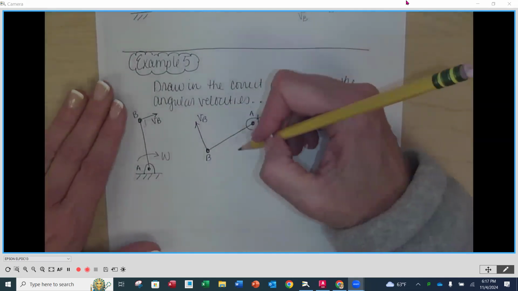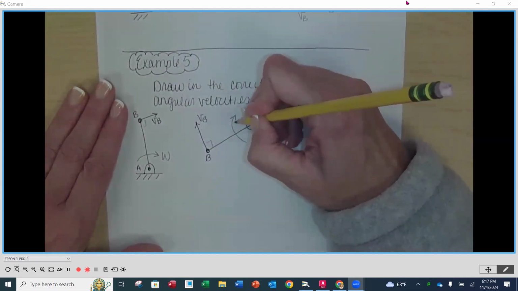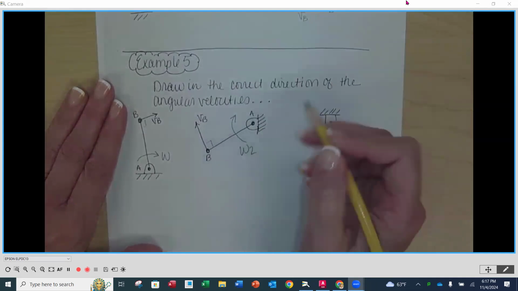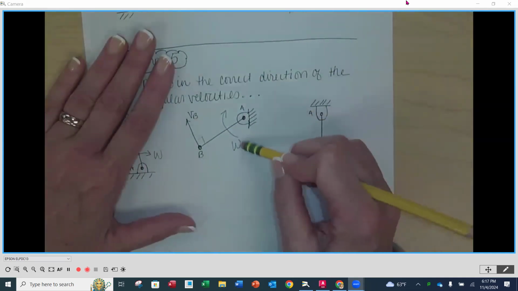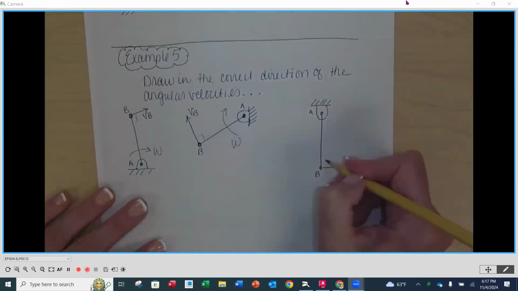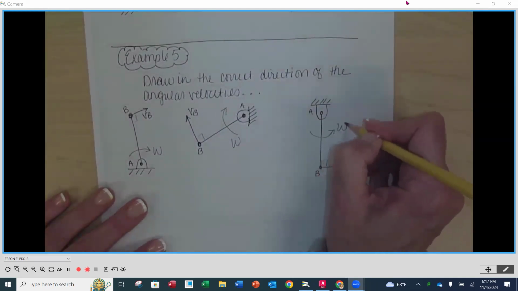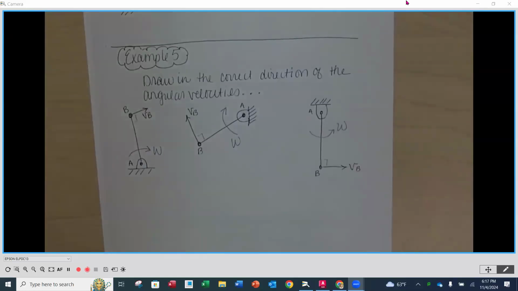For our middle one, velocity of B is going up and to the left. This means that this would also be going clockwise. I don't have it labeled as link number 2, but the W is going to be going clockwise as well. And then our last one, the velocity of B is going to the right on the link in this position. So that means our W is going to be going counterclockwise. And remember, W is angular velocity and applies to the entire link. Straight line velocity will be on an individual point somewhere along that link.